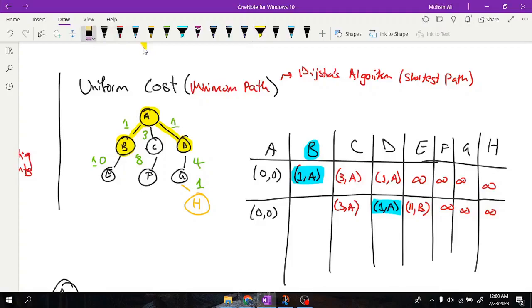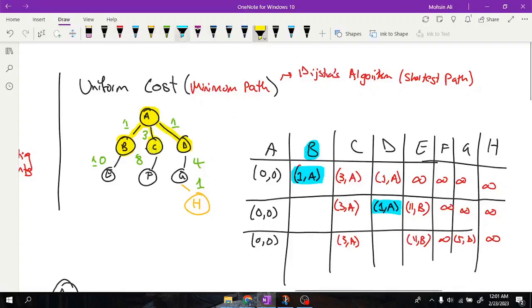And this opens up the path to G. And now we have 0 comma 0. We got 3 comma A. We're not going to choose this one anymore. This is 11 comma B. We don't have F. We have G. And the cost of G is 1 plus 4. So I can go to G with the cost of 5 from D. And this is infinity again. So now which one are we going to choose? We're going to choose the one which is the least, which is this one, the C one. So we have this one chosen.